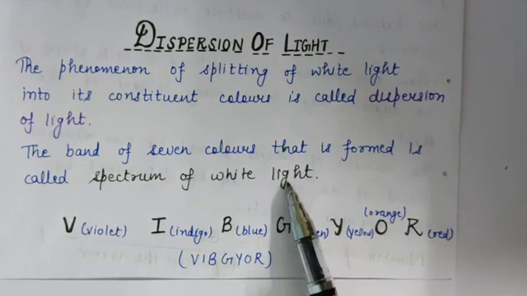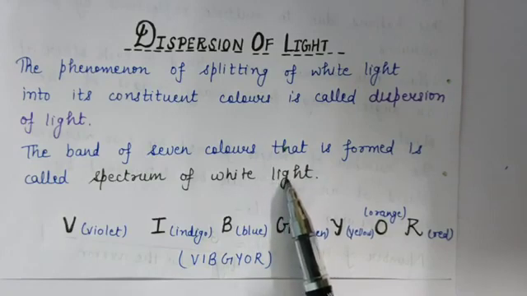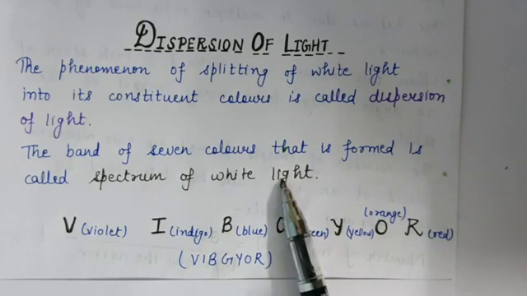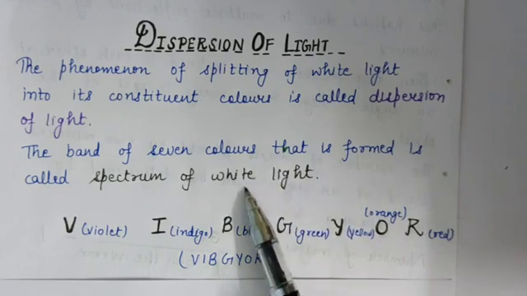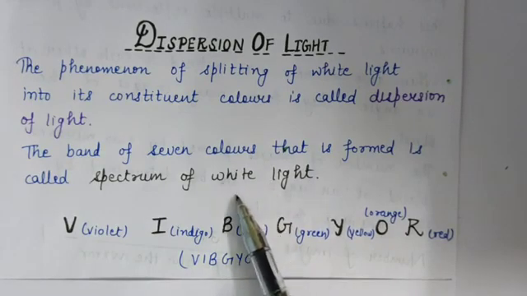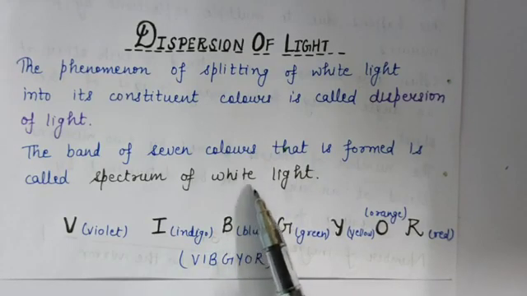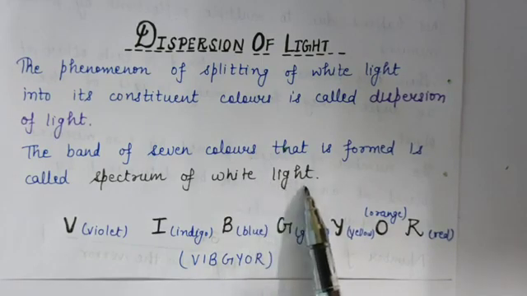The beautiful rainbow that is seen after a shower of rain is also due to dispersion of light. How? When light passes through the water droplets present in the atmosphere, the water droplets act as a prism and the light splits into 7 colors, and then we see a rainbow. So rainbow formation is only because of the dispersion of light.